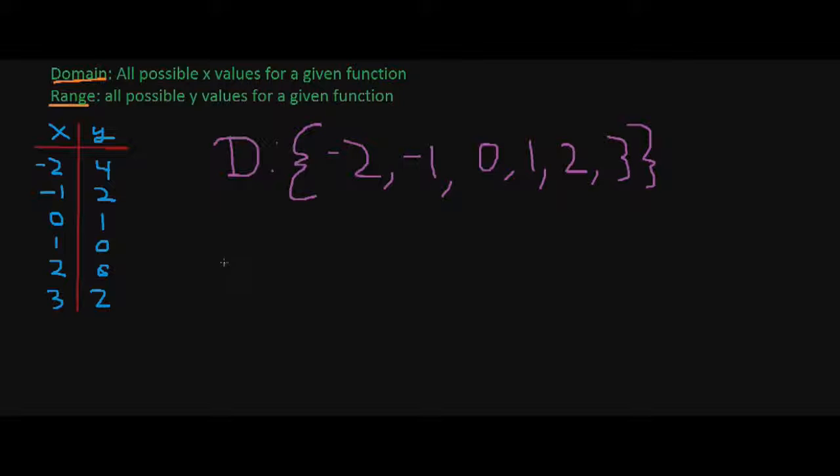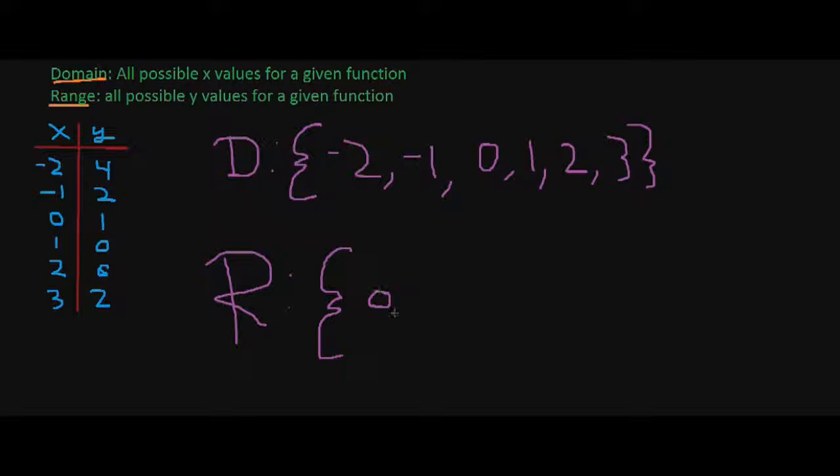All right, now if I want to find out what my range is, it's all the possible y values. So just looking at this table, what are my y values that I'm allowed in this function? Well, I'm allowed 4, 2, 1, 0, 6, and 2. That's what these y values are. So these are all the possible y values for this table. So I'll just go ahead and organize it from smallest to biggest.